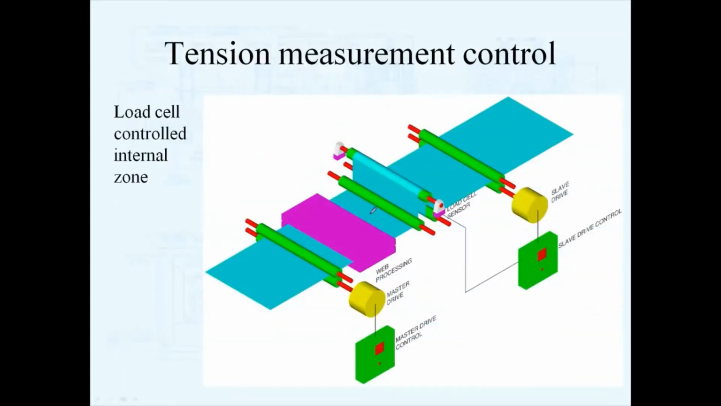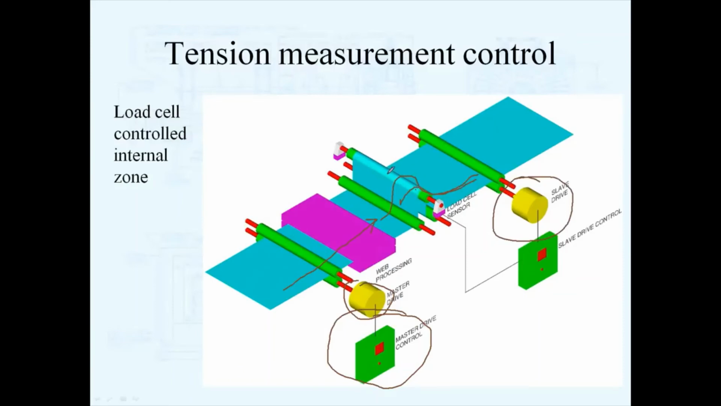This is an example of a load cell tension control working in the internal zone. Basically, in this example, you have a master drive control. Somewhere on your machine, you're going to set the speed of your machine. You're going to set how fast you want to go. And there's a drive mechanism that's going to drive a set of drive rolls, like nip rolls, and drive the web into the process. And then you're going to have a load cell, possibly, that will measure the tension in the web. And this slave drive will be adjusted by this load cell.